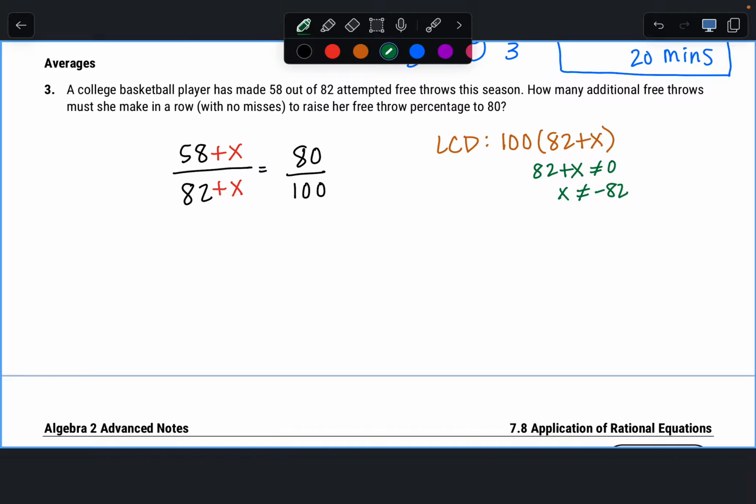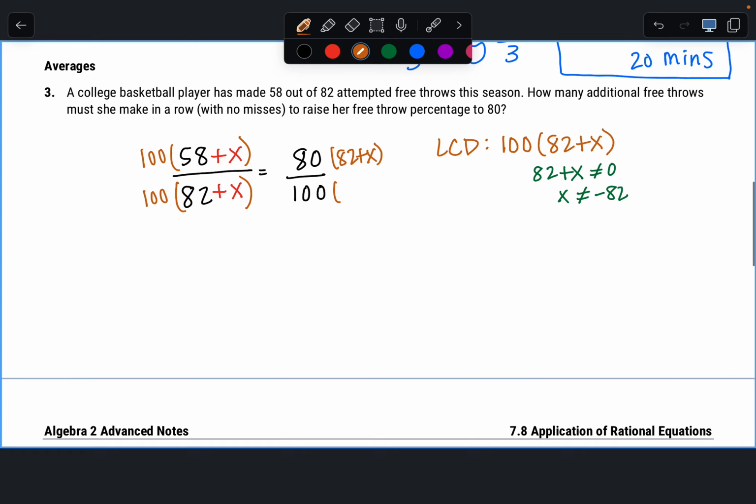So now that I know my LCD, because they don't look alike, I just have to use both of them. Now that I know what it is, I need to go in and give the missing pieces. So I'm going to give a 100 to the left side. I'm going to give 82 plus x to the right side. And then once they have the common denominator, now that we know what the LCD is and the undefined value is, we can just come in and cancel out those denominators.